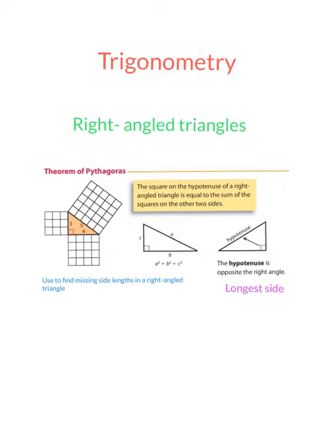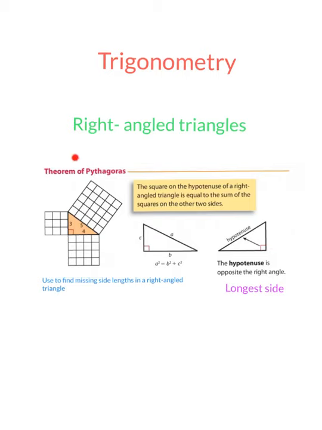Okay guys, so we're going to start a new chapter today and it's called trigonometry. Now trigonometry in your course only deals with right angle triangles. Okay, so what is a right angle triangle? It is a triangle in which it would have a right angle. So that angle here is a right angle. That's the symbol for a right angle, and that is 90 degrees.